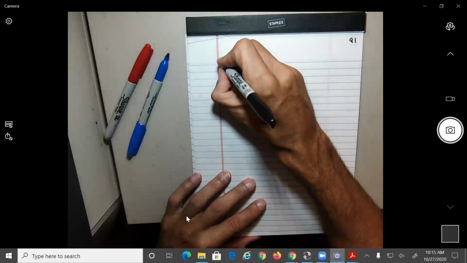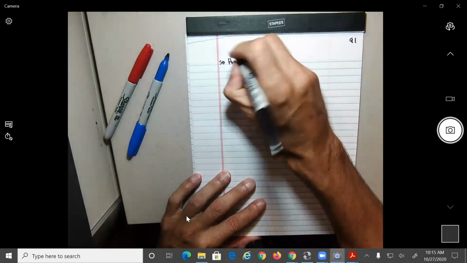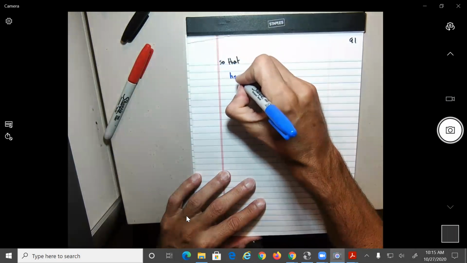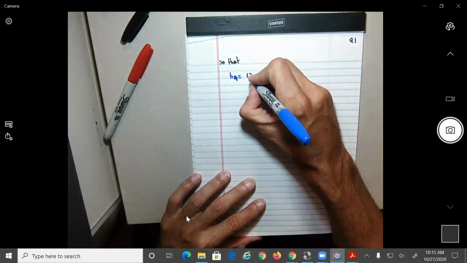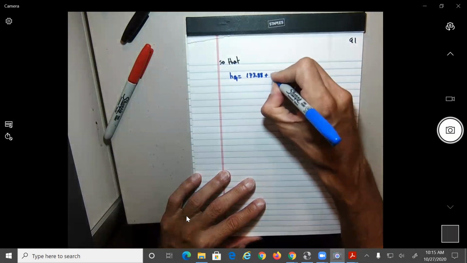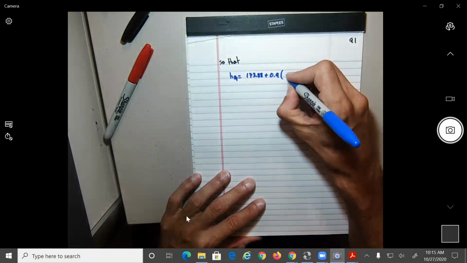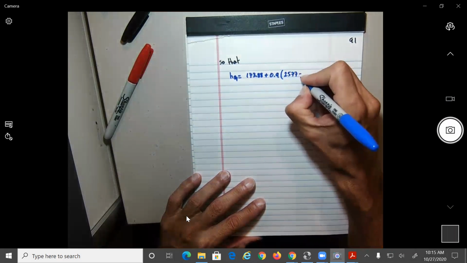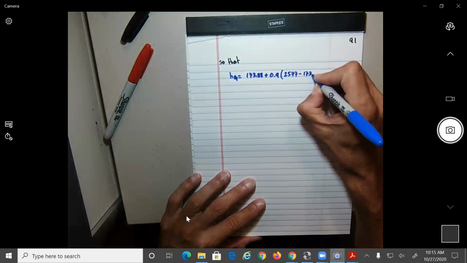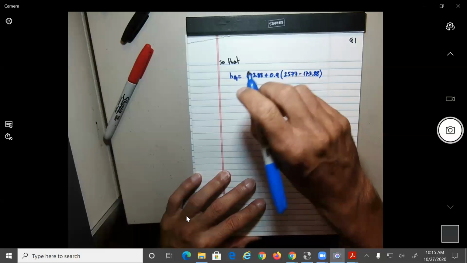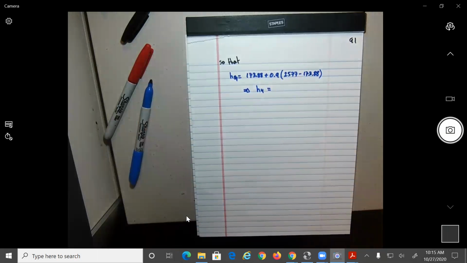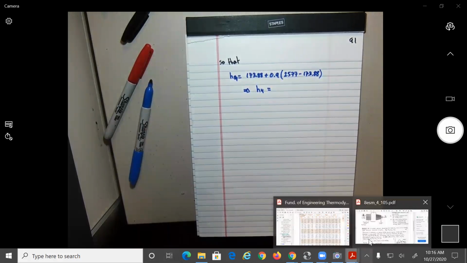All right, so H4 will be equal to 173.88 plus 0.9 times (2577 minus 173.88). Which gives you what for H4? Okay, maybe we can do the calculation, but I think I also have the solutions here, so we can double check.